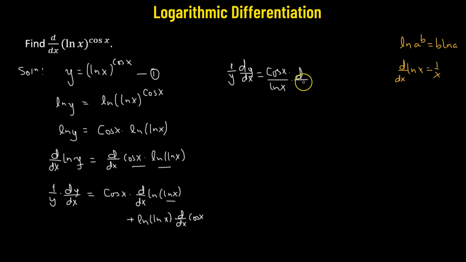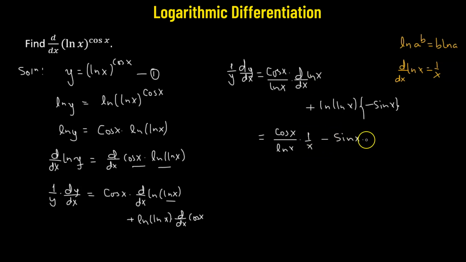But then again, we'll have to use the chain rule and multiply by the derivative with respect to x of log of x. Plus, we have log of log x multiplied by the derivative of the cosine function, which is negative sine x. Right. So this will equal cosine of x divided by log of x multiplied by the derivative of the logarithmic function, 1 over x, minus sine x multiplied by log of log x. So this is 1 over y times the derivative of y with respect to x.